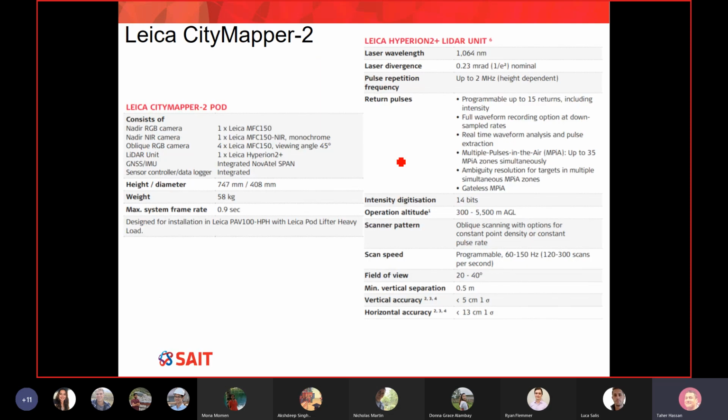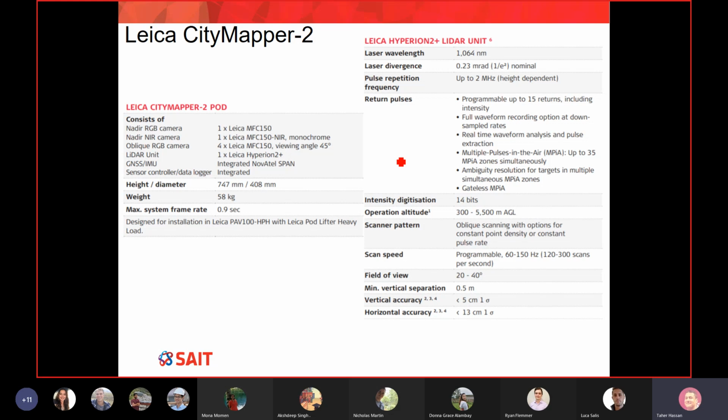Now, here are some specifications for the system. Some of them you can read easily. For example, laser wavelength. So the wavelength is 1064 nanometer, which is 1.064 micrometer. The repetition of the pulse, which is the frequency, is up to 2 megahertz. And what does it mean, 2 megahertz? It means 2 million points per second. So every second, the system can survey up to 2 million points.